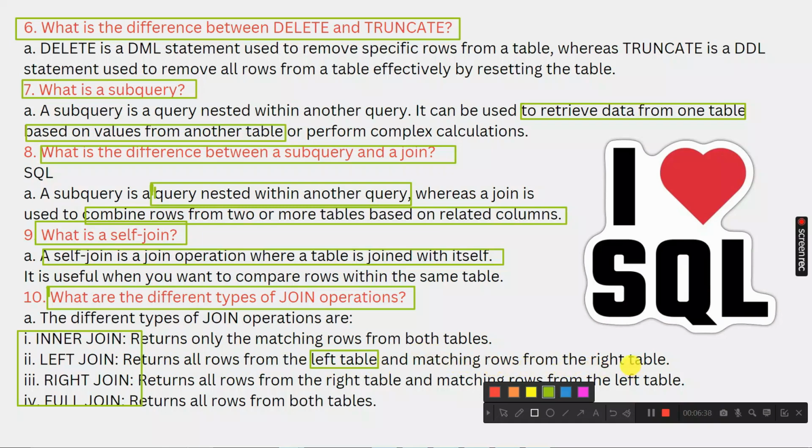Okay, in case of right join, it returns all the rows from the right table and matching rows from the left table only. Okay, whereas in case of full join, it returns all the rows from both the tables. Okay, these are the main differences between inner join, left join, right join, and full join. All right.